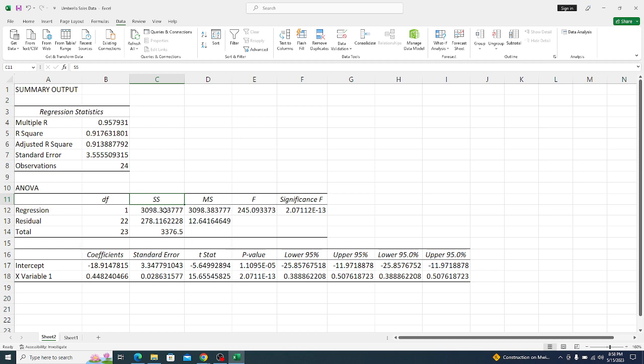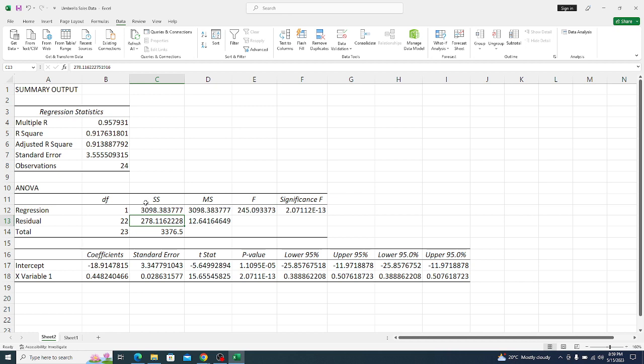Then we have the sum of squares. Under sum of squares, we usually say the smaller the residual value, the better the model. If the residual value is less than what?